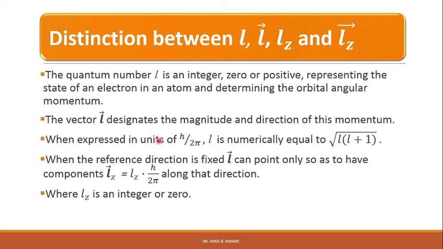When expressed in units of h upon 2 pi, the L vector is numerically equal to square root of L into L plus 1. And when the reference direction is fixed, the L vector can point only so as to have components Lz vector equal to Lz into h upon 2 pi along that direction. That means the Lz vector is the component of the L vector along the reference direction, and Lz is an integer or 0, again a quantum number.